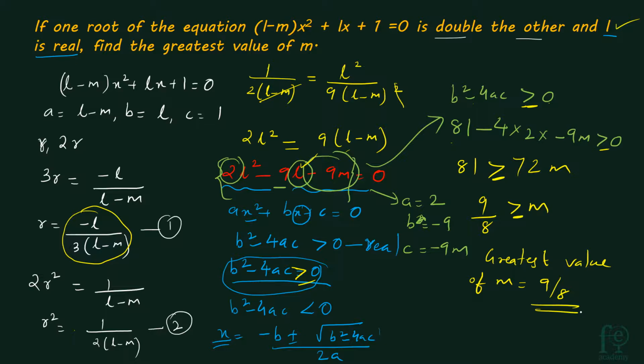It's a very interesting question. So here we have many steps. The first thing we did is that we have to find the sum of the roots and product of the roots. It is given one root is double the other. So we will get sum of the roots 3r and product of the roots here. So we are deriving an equation in L, which is a quadratic equation in L, 2L square minus 9L minus 9m is equal to 0. Then we have L is real. L is real means b square minus 4ac should be greater than or equal to 0. So here we find that 81 is greater than or equal to 72m, and there we will get the greatest value of m.